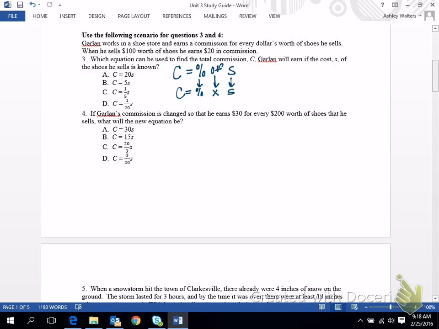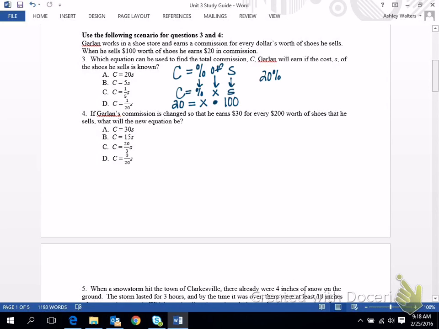So in this case, we're talking about what equation could we use if the sales was any amount and the amount of money that he earned was any amount. And we have to know what that percent is. So, in this problem, we know that we get $20 of commission. We're trying to figure out what was the percent of sales, and the sales amount that he sold was $100. So, in order to figure out what the percentage was, you would take 20 and divide by 100. And that's going to give us 20%.